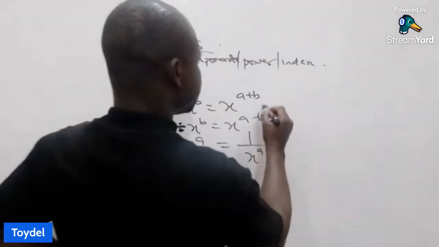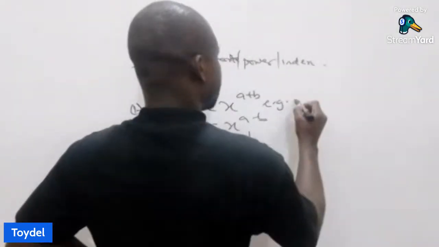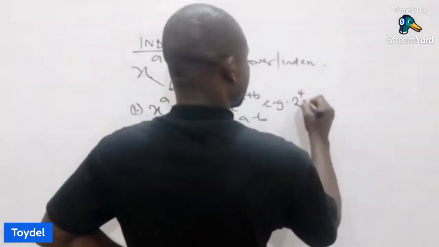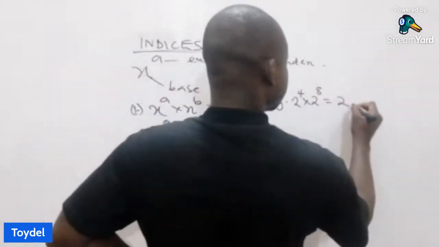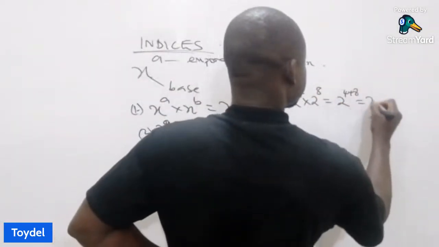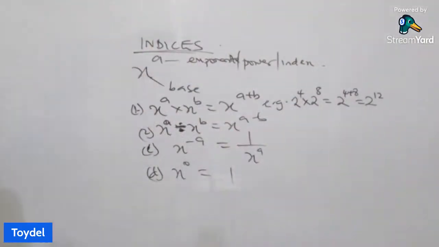Let's take one example. If you have 2 raised to power 4 times 2 raised to power 8, you don't need to expand this. Just say this is the same thing as 2 raised to power 4 plus 8. Then this will be 2 raised to power 12. That is what you are going to get.